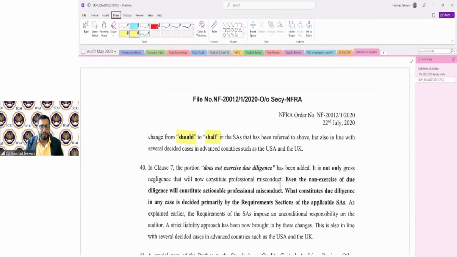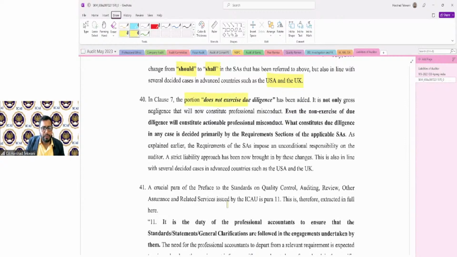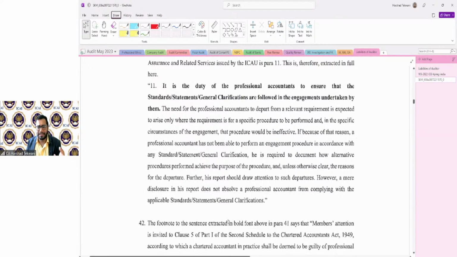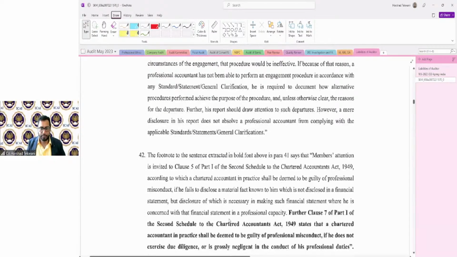So they also pay attention to the word should or shall, how it should be referred. And they also take reference to the cases of USA and UK that I was discussing at the start, the American scenario or the English scenario. Let's say, for example, in clause 7, the portion "does not exercise due diligence" has been added. There is a definition of what is due diligence. So a stricter liability approach has now been brought by these changes. This is also in line with advanced countries like USA and UK. So this particular order is very good. I consider it very good for understanding how a liability is decided.